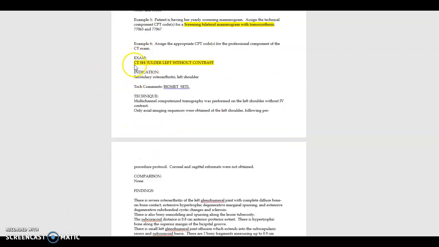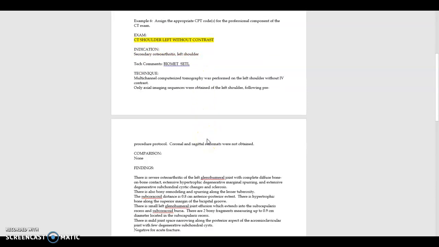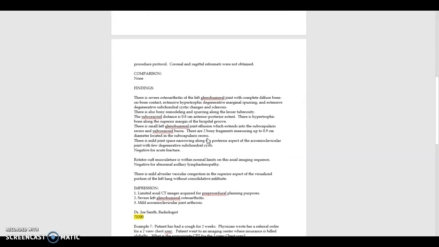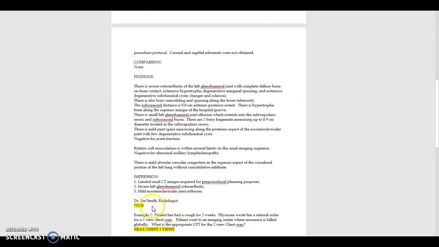The next one is a CT shoulder left without contrast. So this is a copy of the radiology report. What we want to do in our index is look up the term CT scan, and then we're going to go all the way down until we see without contrast. And there's not a specific one for the shoulder. The most specific it has is arm. So we're going to choose arm and then check that 73200 in our tabular.